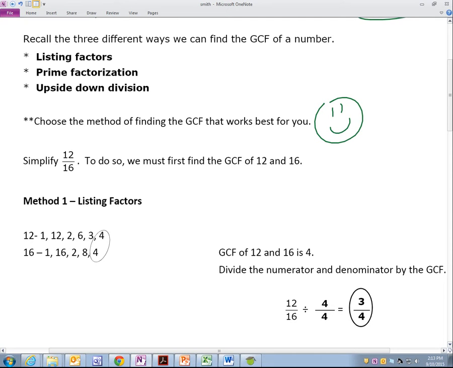Reduce the amount of errors, you're in good shape. Okay? You're in good shape. Make sure you do this right. So let's do this. Let's simplify 12/16 all 3 ways. To do so, we must first find the GCF of 12 and 16. Here's method 1, listing factors.